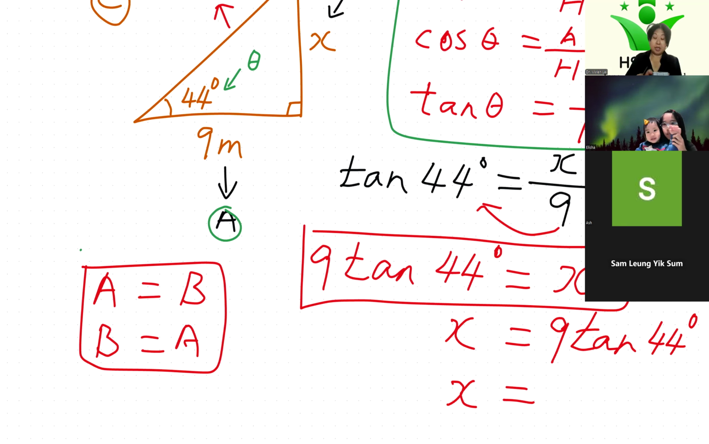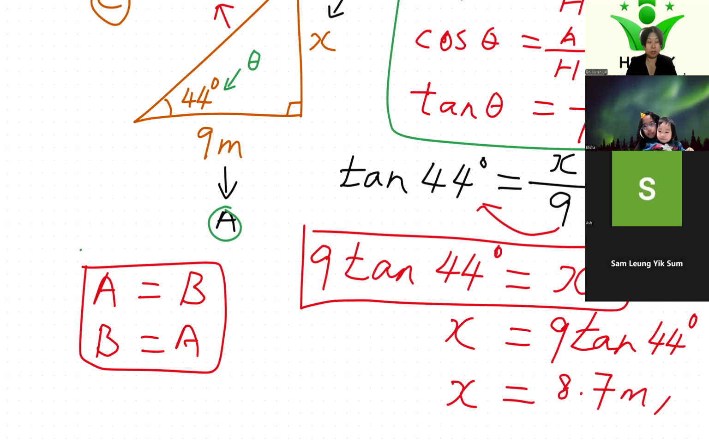So after press your calculator, you will have 8.7. 8.7 meter, m, and then mark your answer. Okay, this is question number C.